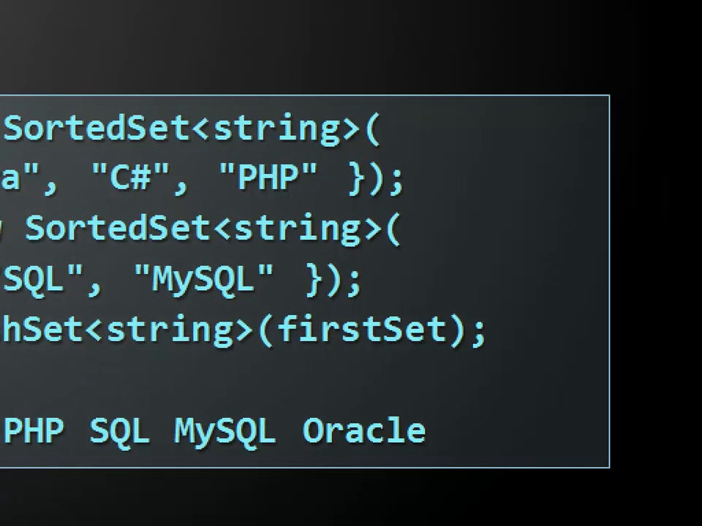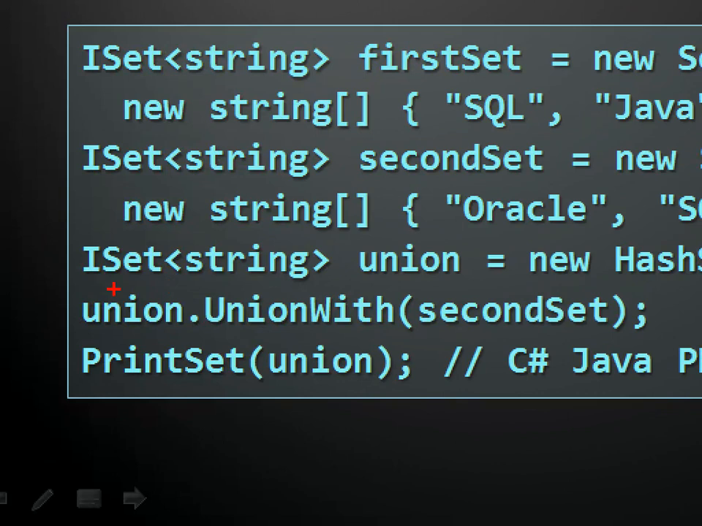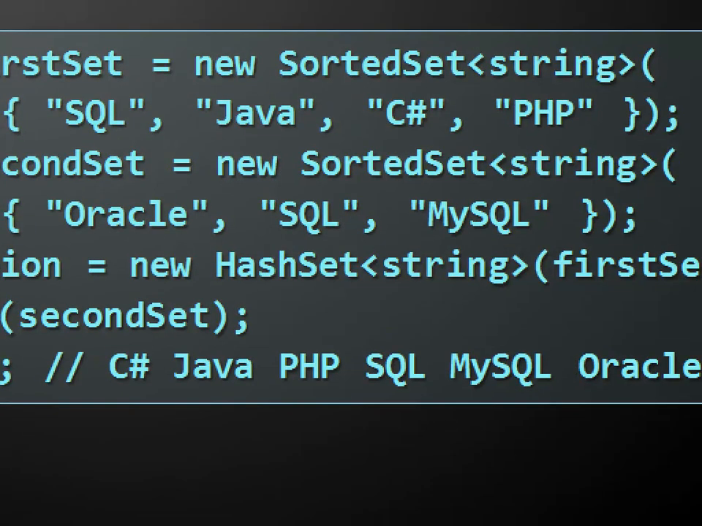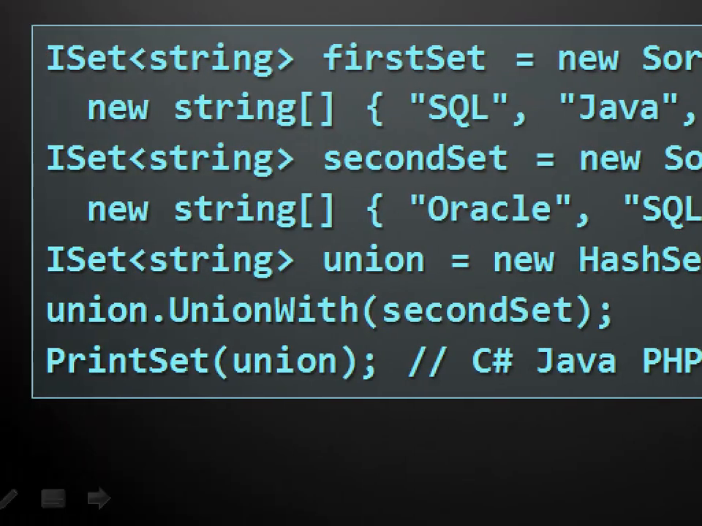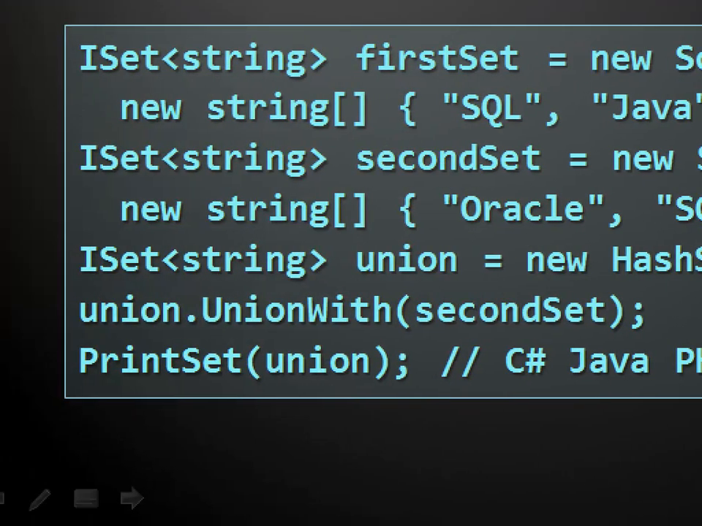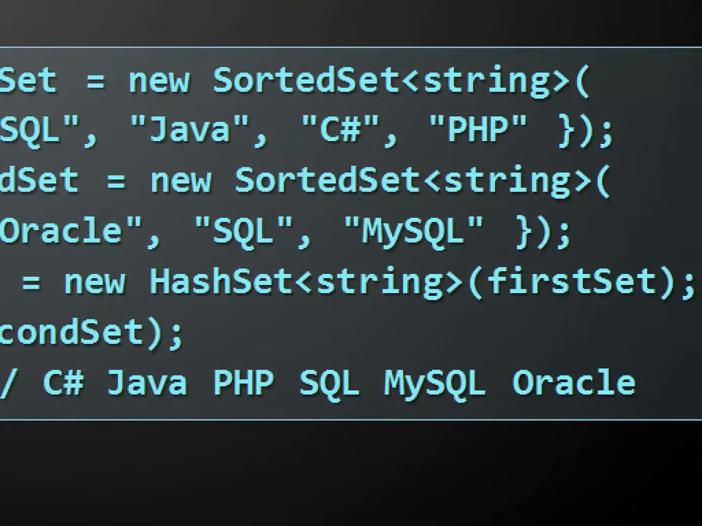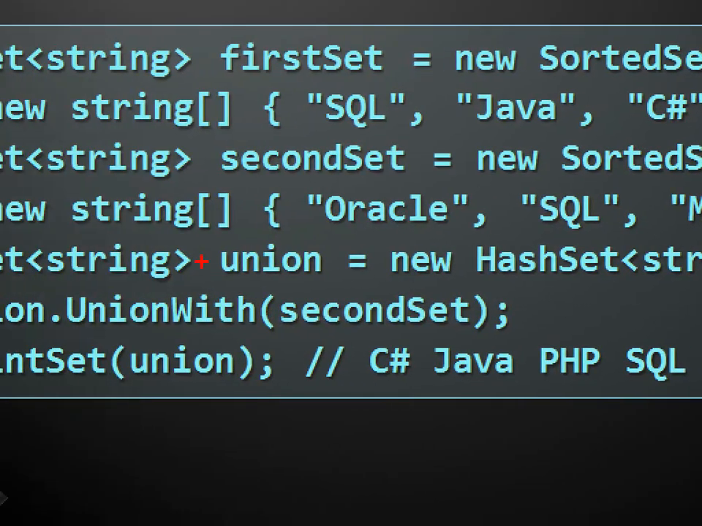Okay, so an ISet. The second set is something again with some values in it. And you say, for the result, I want an ISet, a remote control to the result. And the remote control will contain, for example, a new hash set. Why hash set? I don't know. This is the union and UnionWith. I'm not sure what these guys do.